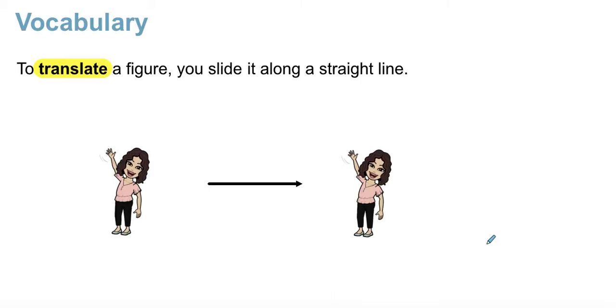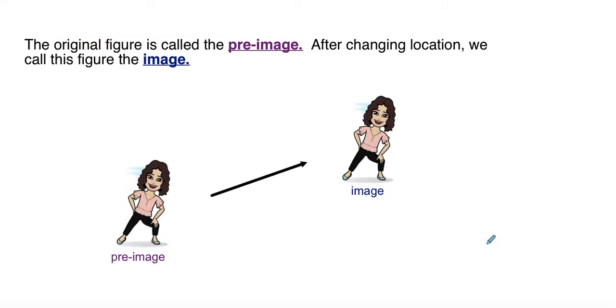To translate a figure, you slide it along a straight line. The original figure is called the pre-image, and after changing location, we call this figure the image. Notice how nothing else besides the location has changed. My figure is still the same size and the same length.